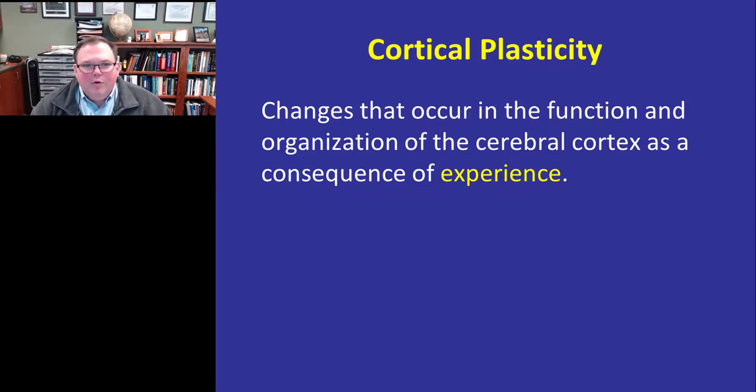Today we're going to be talking about cortical plasticity, and the definition I'll be using for cortical plasticity is that it's changes that occur in the function and organization of the cerebral cortex as a consequence of experience. Now, experience can be a very broad word. Often you can think of an experience as learning a second language or learning to play a new sport.